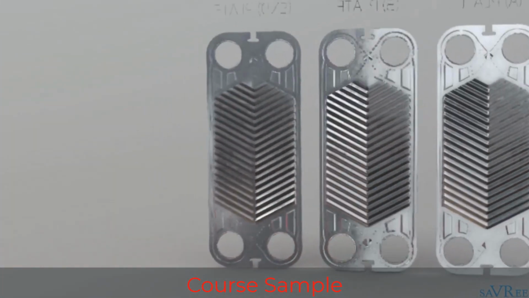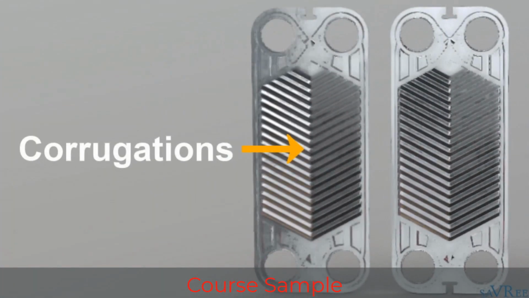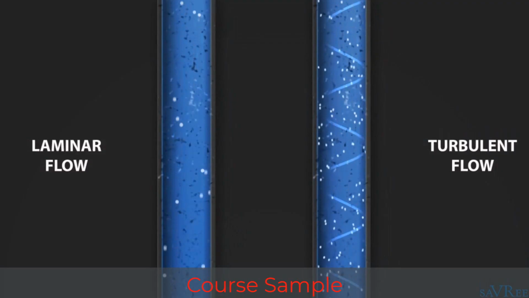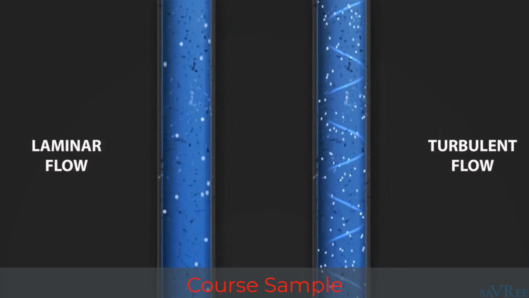Corrugations on the plate surfaces prevent laminar flow and promote turbulent flow, which increases the heat transfer rate, whilst also reducing the likelihood of deposits accumulating upon the plate surfaces.